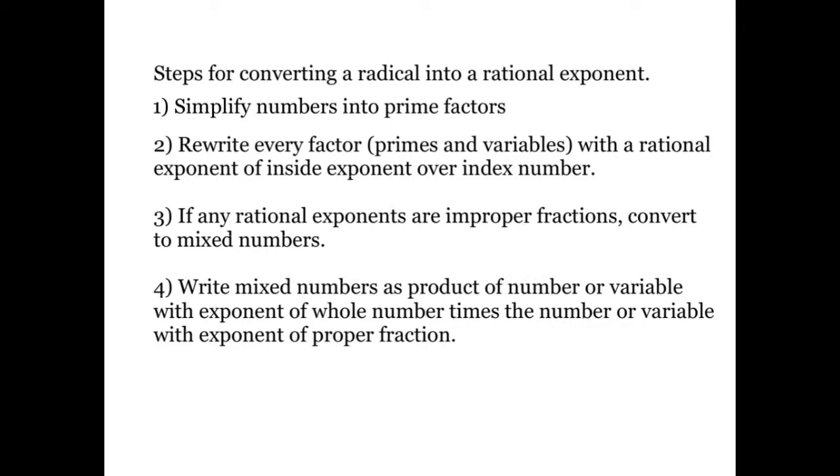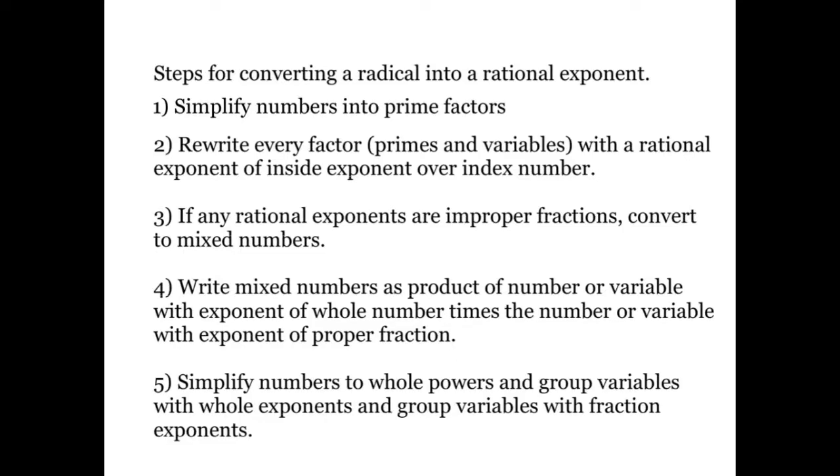the mixed number as a product of the number or variable with an exponent of the whole number times the number or variable with the exponent of the proper fraction. So basically we're splitting up the mixed number exponent into the whole number and the proper fraction. And then finally, to be able to put things together, we want to simplify numbers to whole powers, and then group the variables with whole exponents first, and then group variables with fraction exponents last. All right.